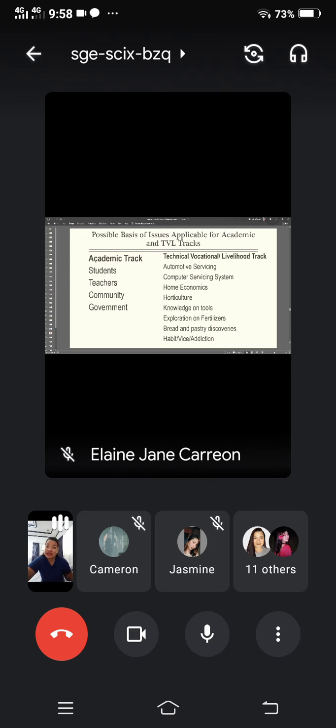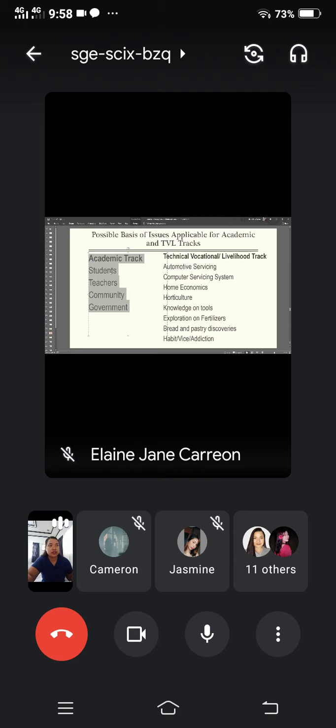So, example lang to ha. Sa academic track, mostly ang pinag-aaralan ay students, teachers, community, and the government. Okay? So, mula sa 4 na words na yan, pwede ka nang makabuo ng iyong problem. Hindi na tayo magpo-focus dito sa technical vocational kasi hindi naman kayo technical vocational. So, i-discuss ko to sa mga TVL. So, focus tayo dito sa academic track.